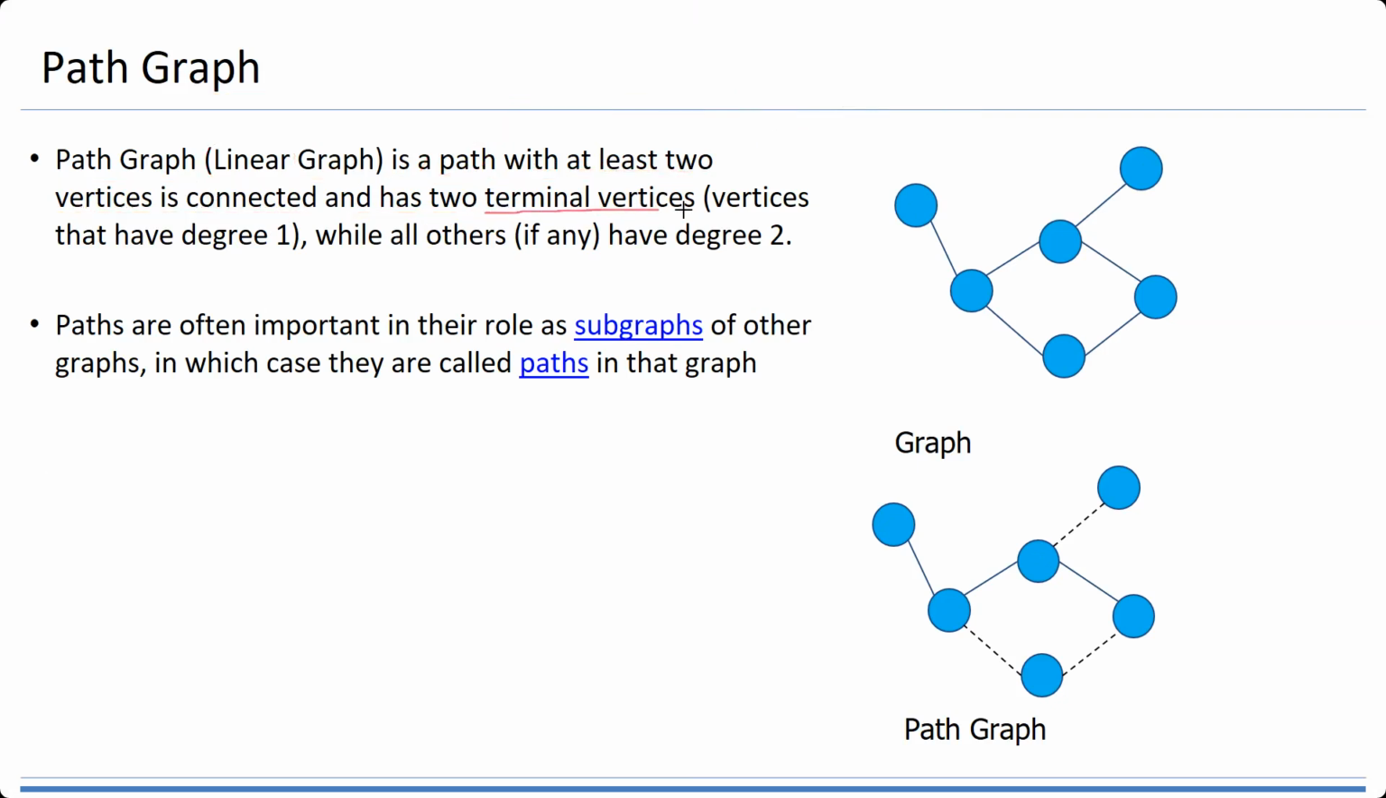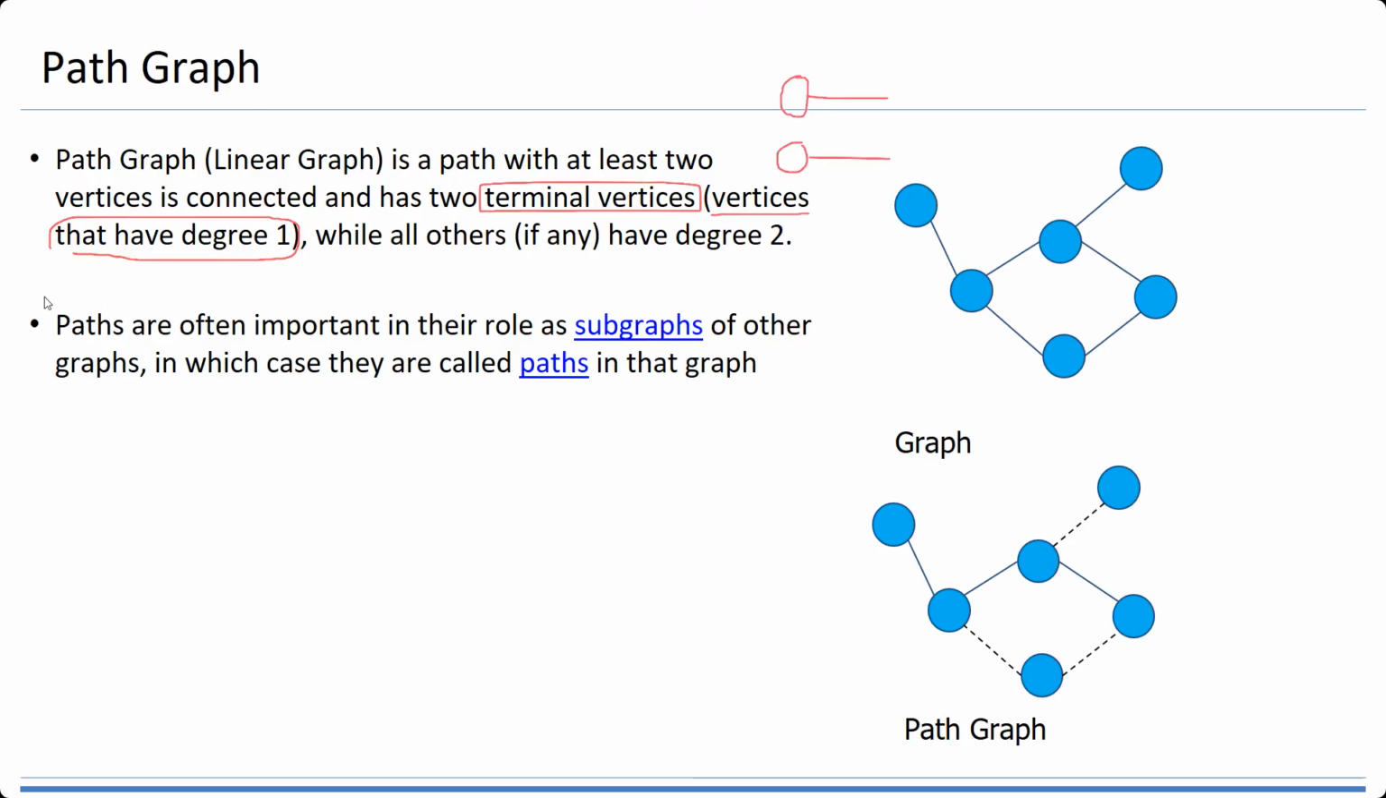What does it mean, terminal vertices? So the terminal vertices means vertices that have 1 degree, degree 1. It means I have one vertex and then I have one edge. I have one vertex and then I have one edge. So this is the terminal.